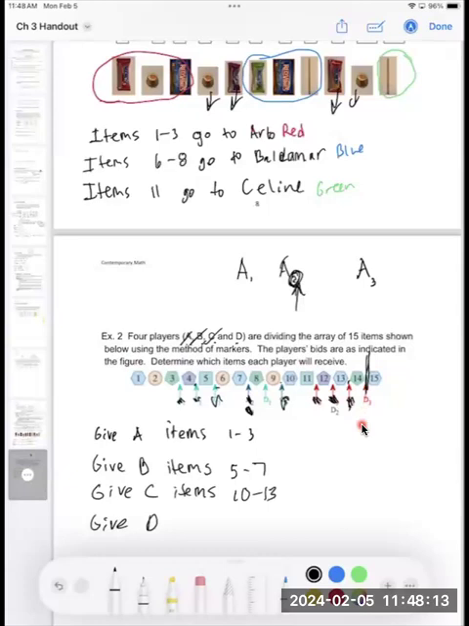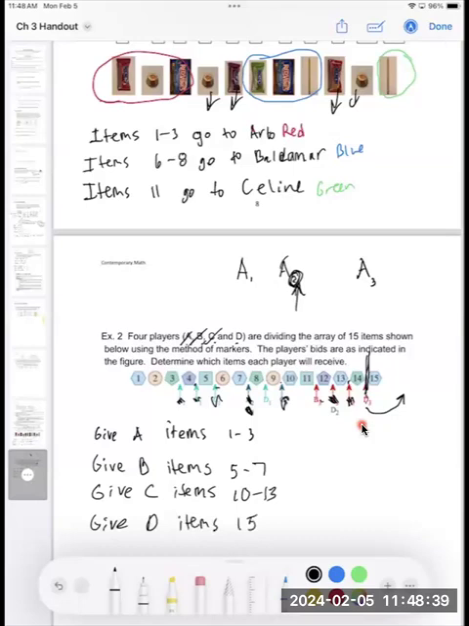Their last share is not going to be created by going backward. No, that's the wrong direction. It's going to be created by going here to the end. That's how we're going to make that share, because this is the last piece to give out. So they're just going to get 15. So they get items 15.